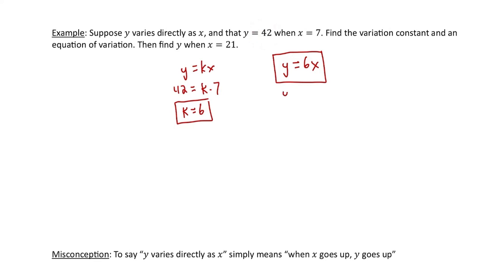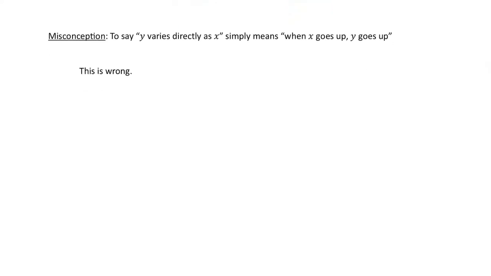Well, let's check. y equals 6x, but in this case we're using 21 for x, 6 times 21, and 6 times 21 is 126 as we had expected. Now, one misconception that students sometimes have is that to say that y varies directly as x simply means that when x goes up, y goes up. And that is true, but direct variation doesn't simply mean that. So let's look at an example. If we have y equals 3x, that would be direct variation.